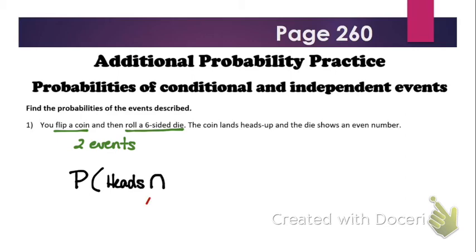And, remember this is our and symbol. And we get an even number. So what's the probability that we get a heads? 50-50, so 1/2. What's the probability that if I roll just a normal die, I get an even number? 2, 4, or 6? 3 out of 6. So what's the probability of both things happening at the same time? 3 out of 12.